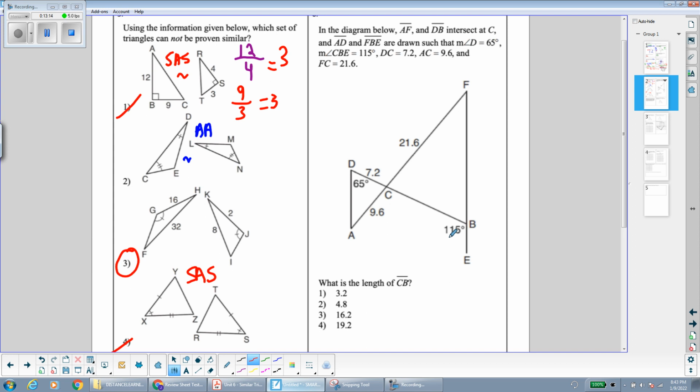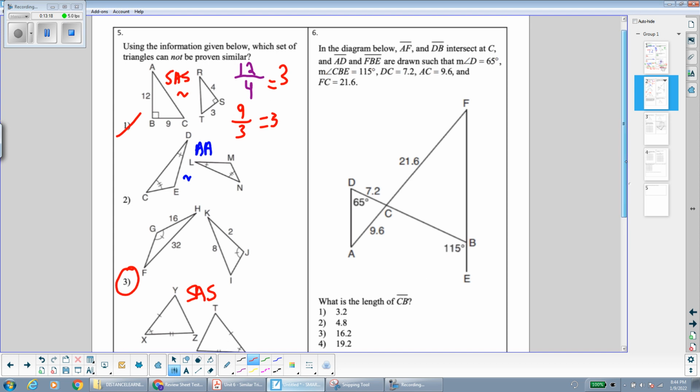So first things first, I need to know that these 2 triangles are similar to each other in order for me to use the fact that the corresponding sides are proportional to set up a proportion and find the length of the side that is missing that I'm looking for, CB.